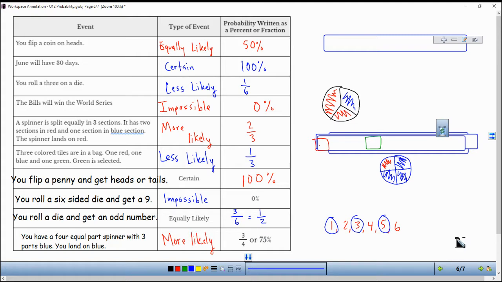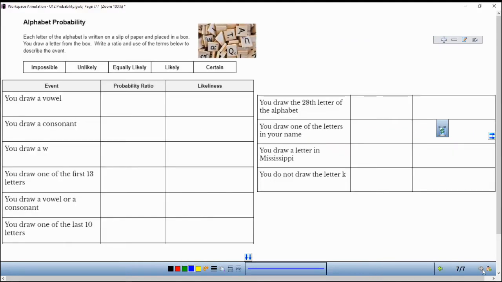All right, the last thing we're going to do is take a look at the alphabet. Because the alphabet has 26 letters, and we're going to take a look at different events that could take place when pulling a random letter from the alphabet. So we're going to go to the next page, page 7. It says each letter in the alphabet is written on a slip of paper and placed in a box. You draw a letter from the box, means pulling it out. Write a ratio and use one of the terms below to describe the event.